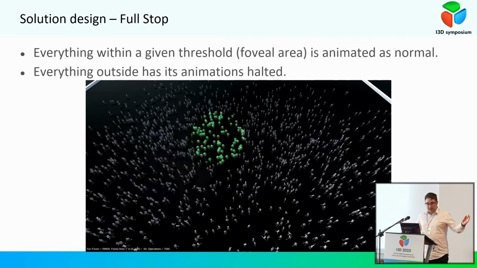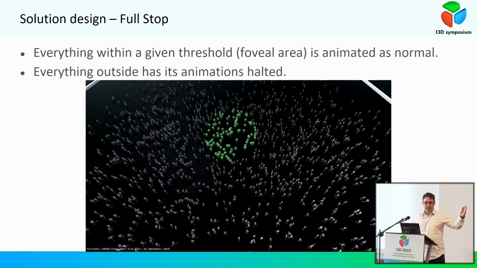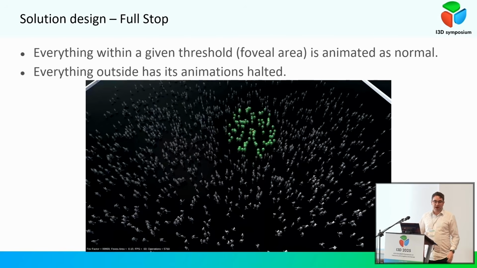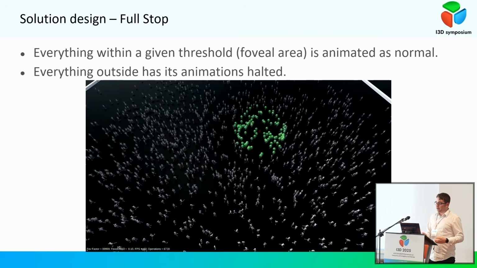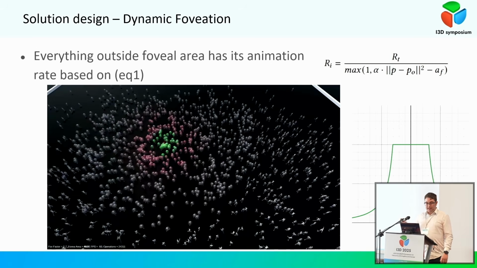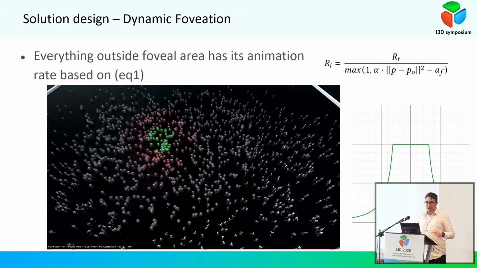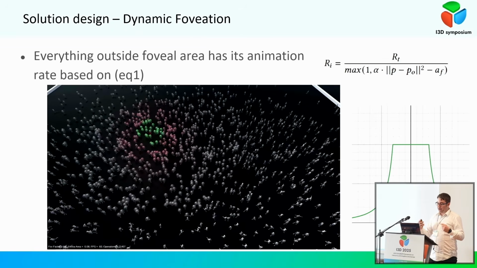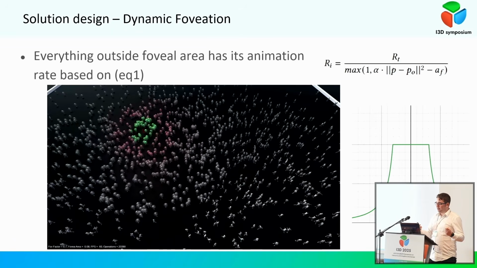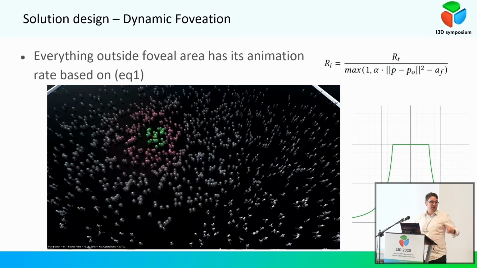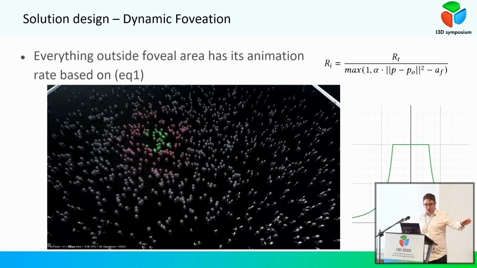What you see on screen here is the full stop method, with the green agents being fully animated and everything outside of the area having their animations completely stopped. The green area is what we call the foveal area. The second method is a dynamic foveation, where again we have a foveal area with all the animations going in a green area. However, everything outside of it will have its animation rate calculated based on the equation on screen. The important thing to note from that equation is that it leads to a fall off like the one outlined on the right.